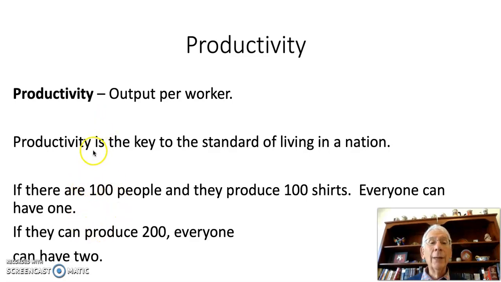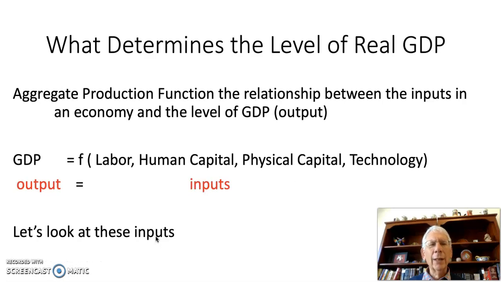Just give you a quick example. If you have 100 people in a nation and they produce 100 shirts, everyone can have one shirt. 100 people, 100 shirts. But if they can now produce 200, if you've now made everybody more productive, then everybody can have two shirts. In other words, you'll have a higher standard of living. I think that's also known as getting your shirt together, something like that.